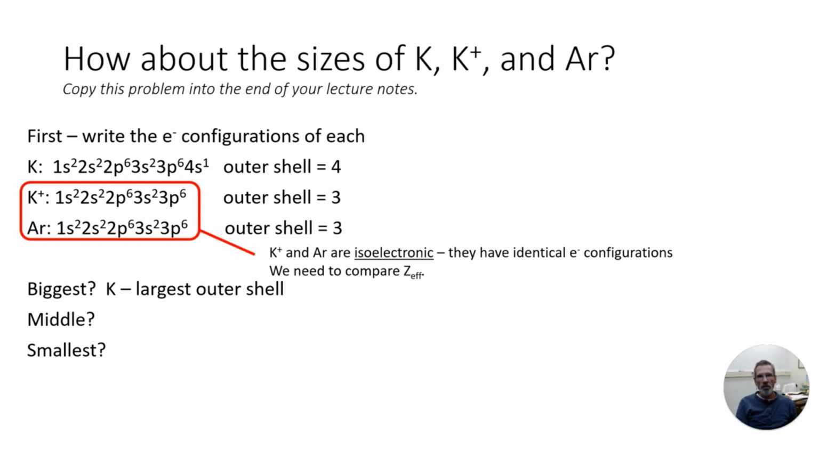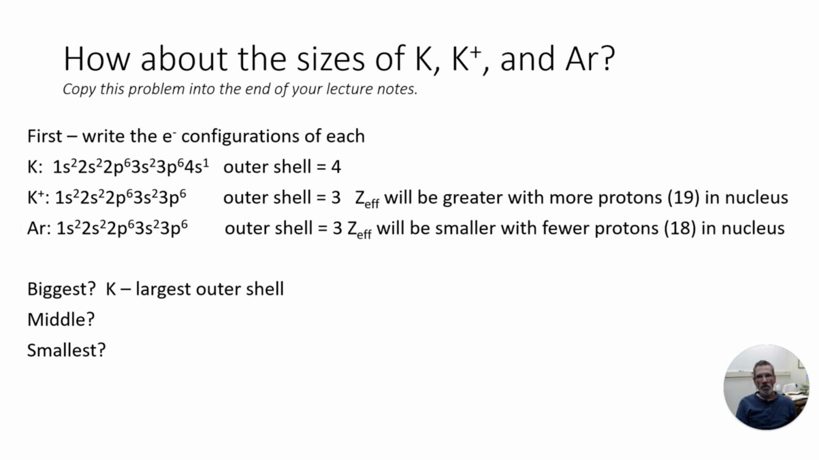If you look at argon, there's only 18 protons. So there's a greater nuclear charge in potassium plus, and that's going to pull the electrons more close and make potassium plus my smallest of those 2 final ones, with argon in the middle.